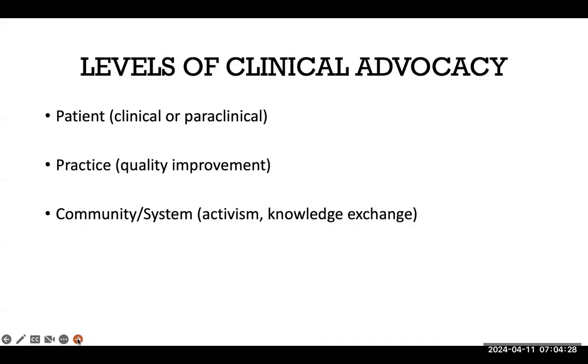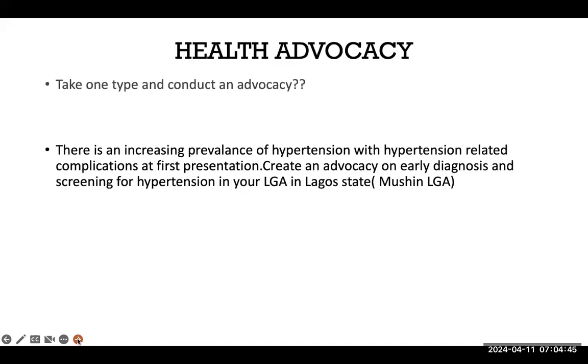And the next question is, what are the levels of clinical advocacy? So there are 3 levels. It could be patients, which is clinical and paraclinical. It could be practice, that's quality improvement. That's what you're looking for in the clinical advocacy. And then you can be community-based, community or system-based, which can include healthcare activism and knowledge exchange.